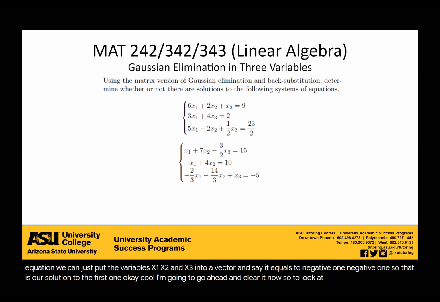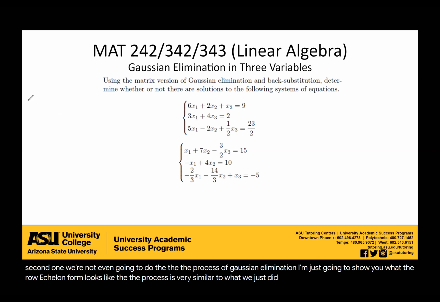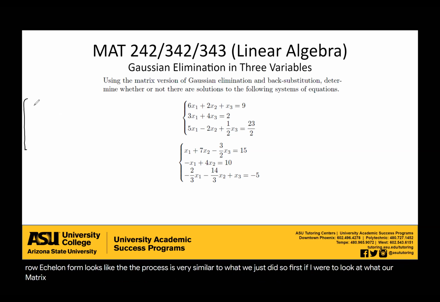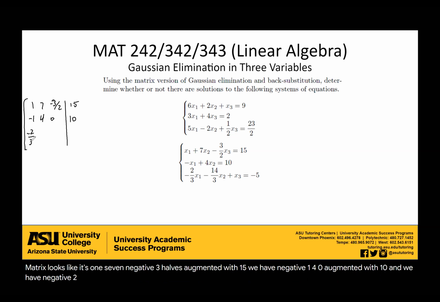So to look at our solutions to the second one, we're not even going to do the process of Gaussian elimination. I'm just going to show you what the row echelon form looks like. The process is very similar to what we just did. So first, our matrix looks like: 1, 7, -3/2, augmented with 15. We have -1, 4, 0, augmented with 10. And we have -2/3, -14/3, 1, augmented with -5.